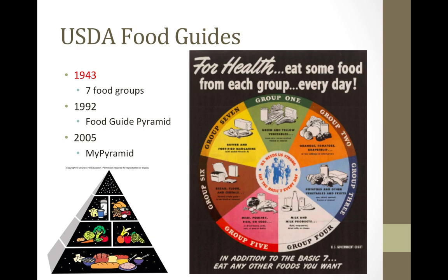Now, this was modified over the years, but was not significantly changed until 1992, when the food guide pyramid was introduced, and you probably remember seeing this at some point. This became My Pyramid in 2005, which was the first interactive system where you could go online to see more about dietary guidelines. We're going to go to the next slide to see about the current food guide system.